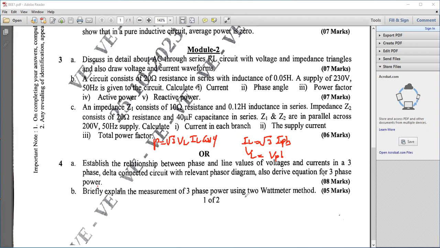Briefly explain the advantages of measurement of three-phase power using two wattmeter method. Okay, that's also important. In case of two wattmeter method, the advantage is you can go ahead with the balanced and unbalanced load. Here you need to calculate the tan phi, then phi you have to calculate, then cos phi you have to calculate. So total power rating is equal to sum of W1 and W2. Okay, this concept also you have to remember.